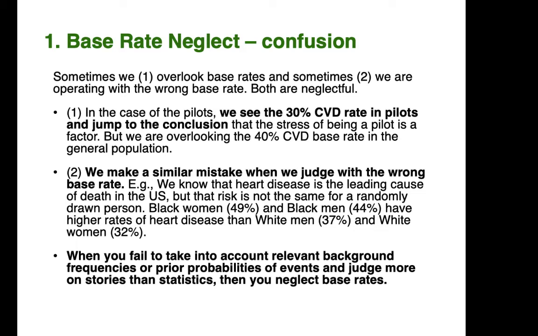For example, we know that heart disease is the leading cause of death in the U.S., but that risk is not the same for a randomly drawn person. Black women have a base rate of 49%. Black men have a base rate of 44%. They have higher rates of heart disease than white men, 37%, and white women, 32%. When you fail to take into account relevant background frequencies or prior probabilities of events and judge more on stories, specific cases than statistics, then you neglect base rates.